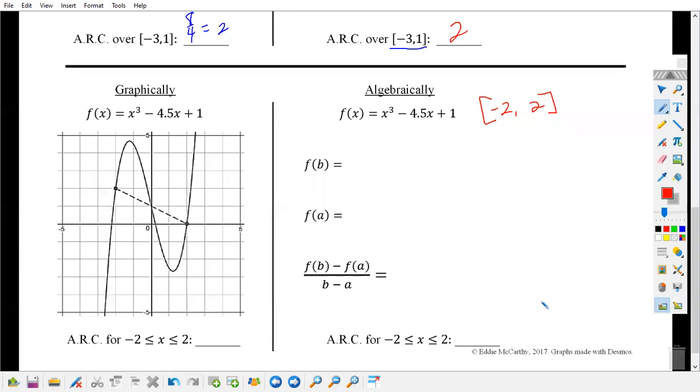This is not a time to nap. It's not a time to check your phone. It's a time to actually try and practice the material. Go.